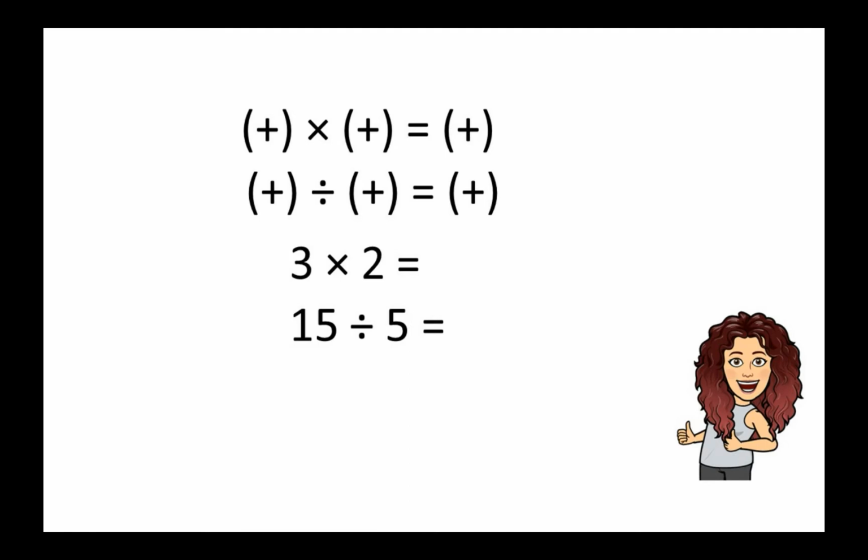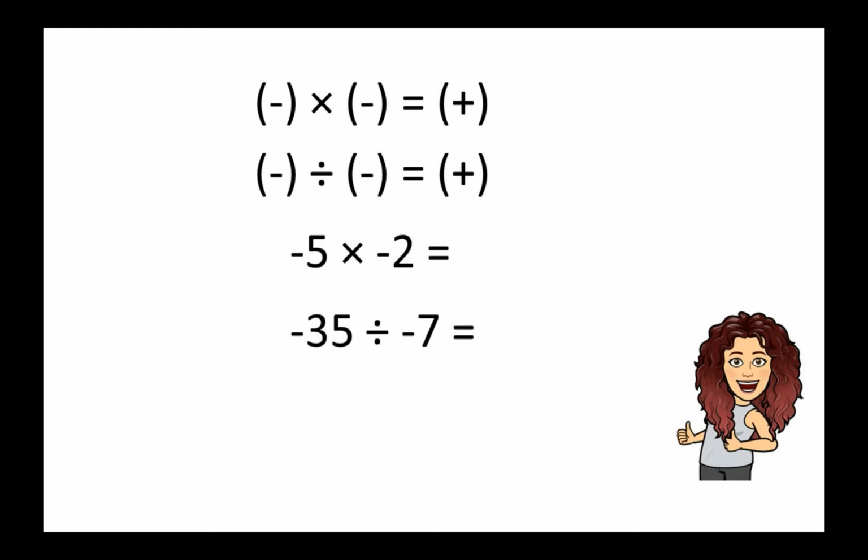The first example is a positive times positive, and your answer will always be positive. That's exactly the same as all multiplication sums that you've done until now. And like I said, the good news is your answer is going to stay exactly the same as it was. So your answer there will be 6. 15 divided by 5 is 3. So that's a normal multiplication and division sum like you've gotten to know.